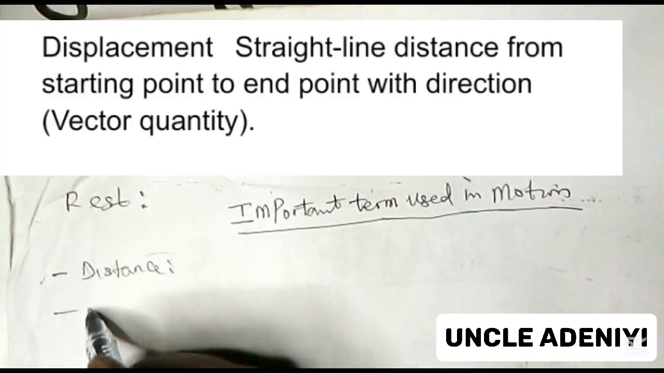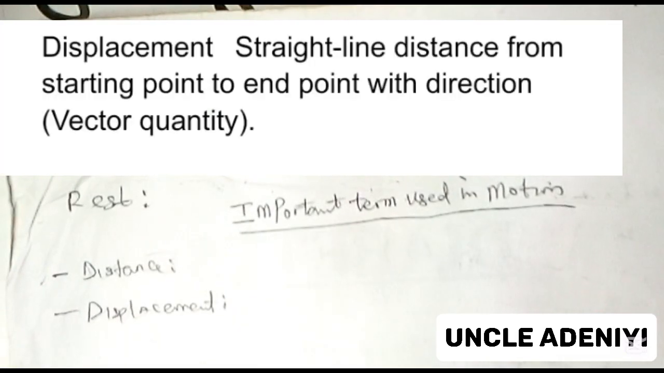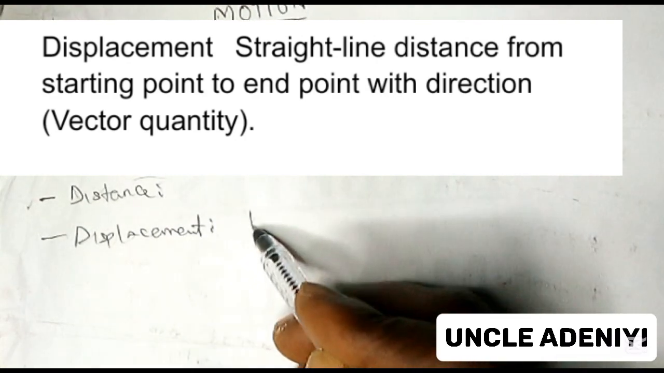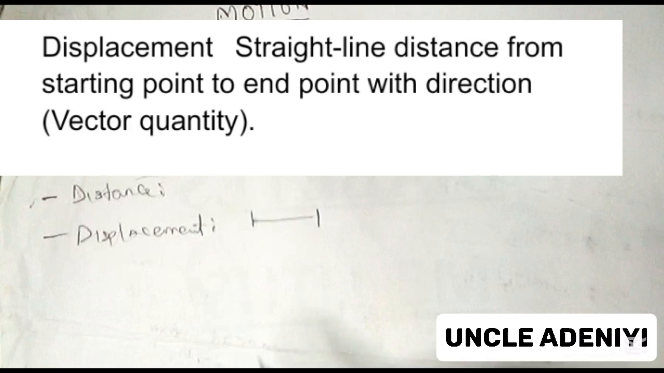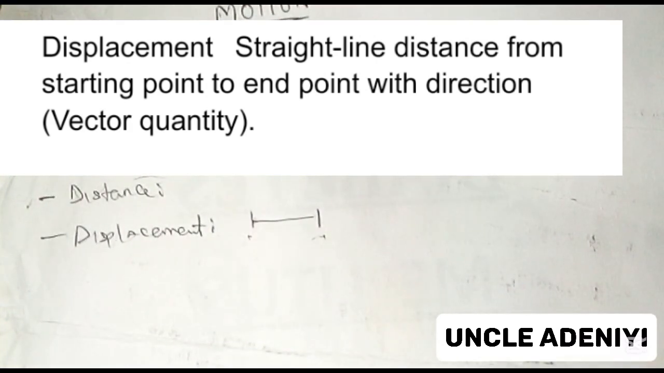Another one is displacement. Displacement is the straight line distance from the starting point to the end point, with direction. That's what we call displacement. Displacement is a vector quantity. And what is a vector quantity? Vector quantities are quantities that have magnitude and direction.